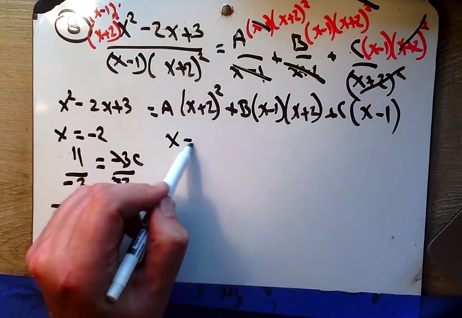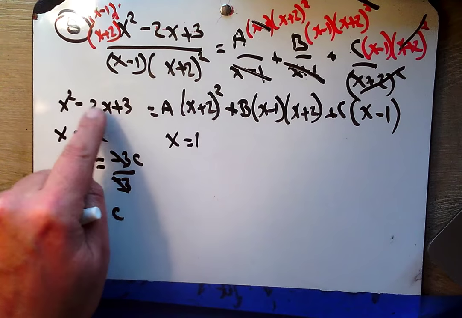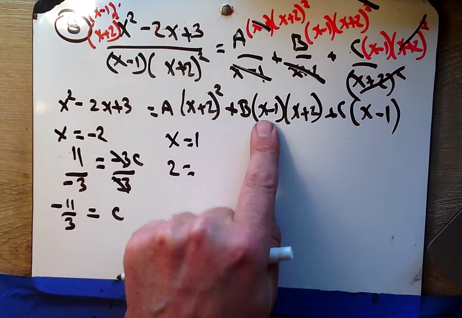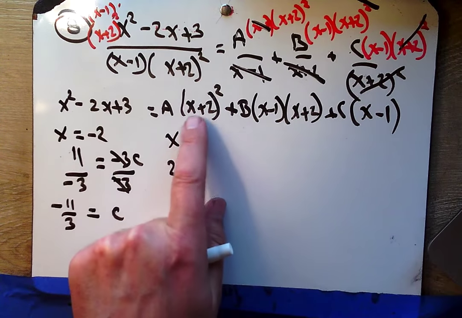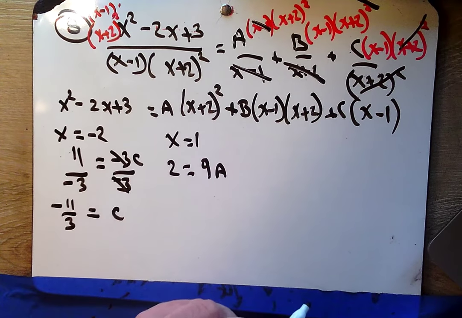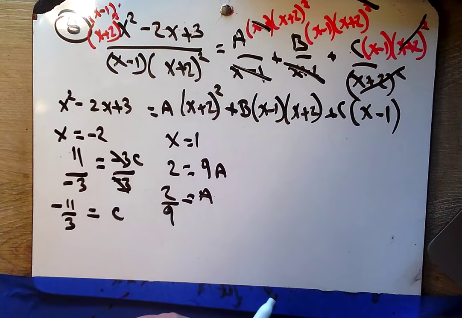Now, what about using the magic number x equals 1? Well, 1 minus 2 is negative 1. Negative 1 plus 3 is 2. This 1 will turn this into 0, will turn this into 0. 1 plus 2 is 3, and 3 squared is 9. So I have 9a here. Or a equals 2 ninths.